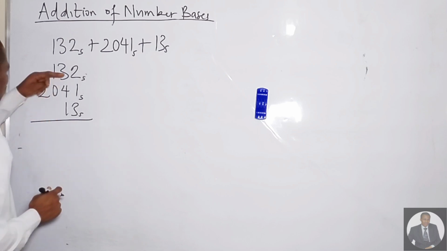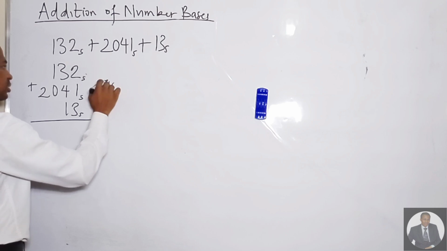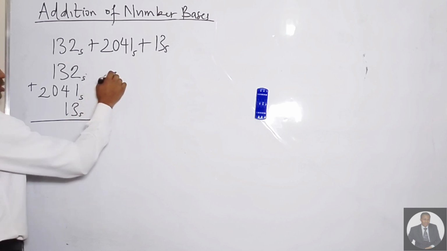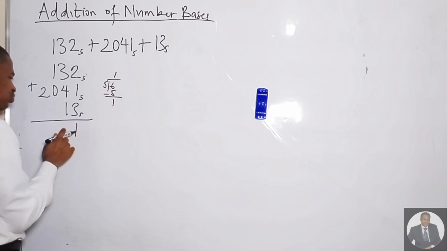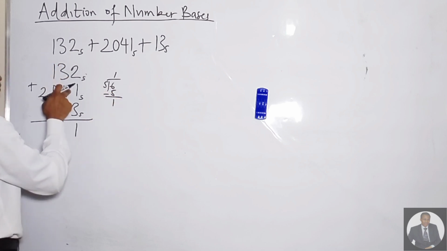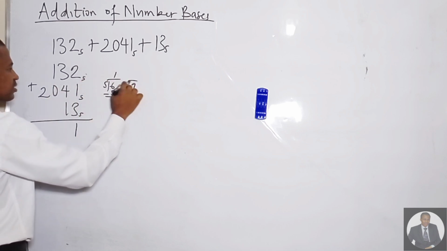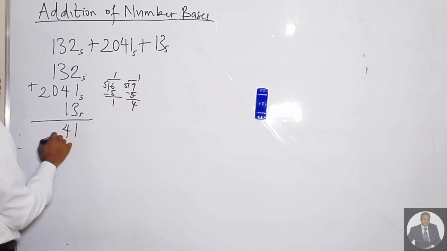So 2 plus 1, 3. 3 plus 3, 6. We cannot write 6 because it's in base 5. It's greater than the base. We cannot write a number greater than the base. So how many 5 is in 6? 1. What remains? 1. So what remains we write, which is 1. 3 plus 4, 7 plus 1, 8. Plus this one, 9. So how many 5 is in 9? 1. What remains will be 4. So what remains we write, 4.